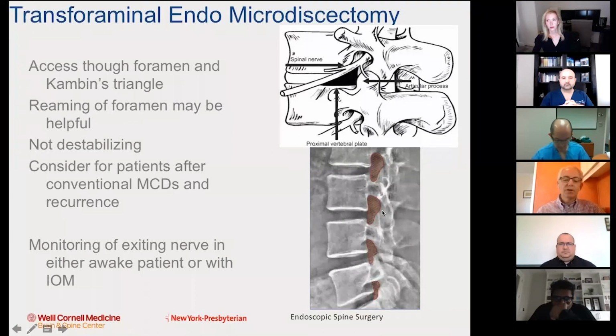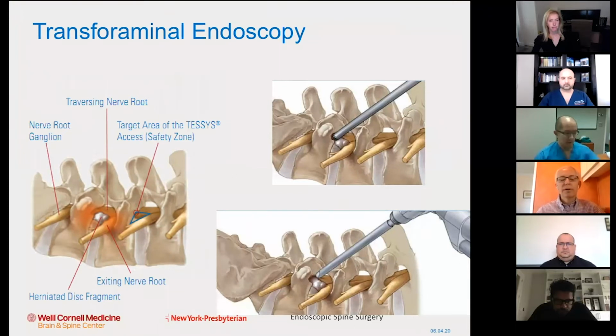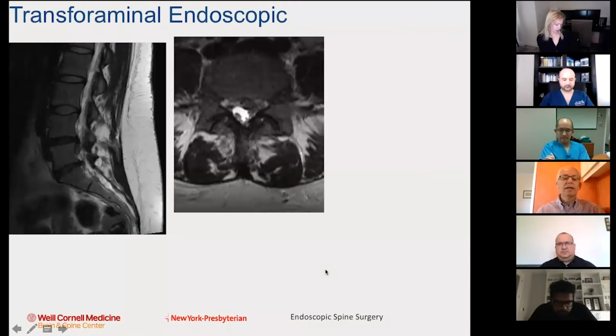This can be done under sedation. I do this under general, but many people will do this awake. If I do this under general, then I do use intraoperative monitoring. The structures to be concerned about are the exiting nerve root, the traversing nerve root, and Kambin's triangle region. When we're targeting the SAP of the lower bone, and then potentially using a reamer, and then placing the working channel and then the endoscope.